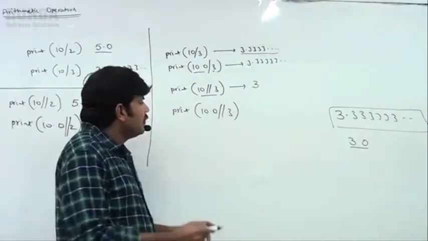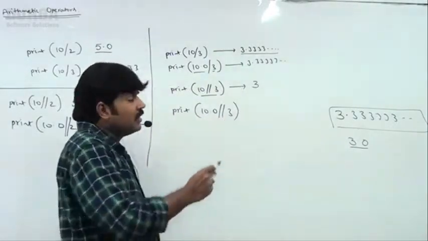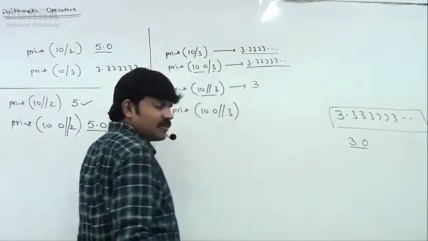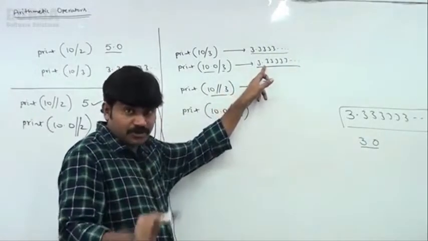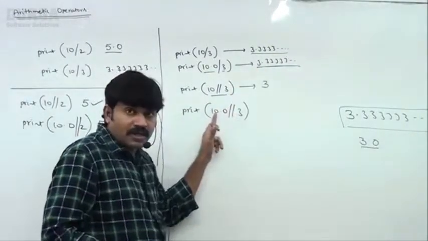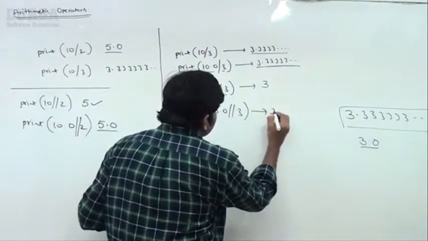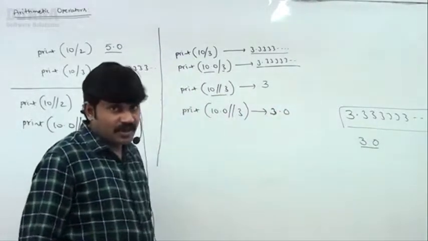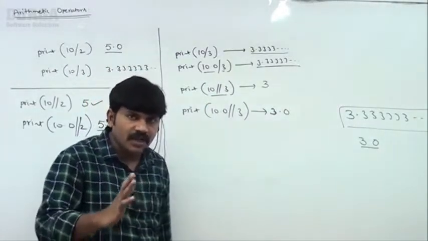Next, 10.0 floor division 3. This is the normal division result, but I want the floor value. Floor value means 3.0. I want float only. At least one argument is float, so the result is always float. That's why the answer we get is 3.0. Remember that carefully. If you get this, nothing more will be difficult in the floor division operator.